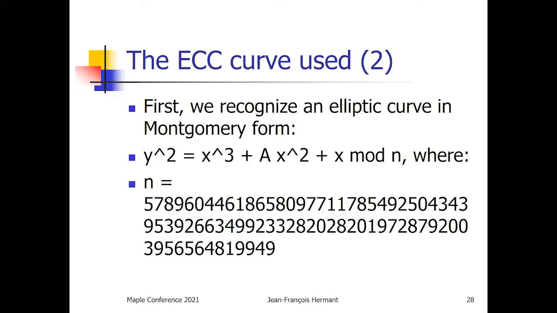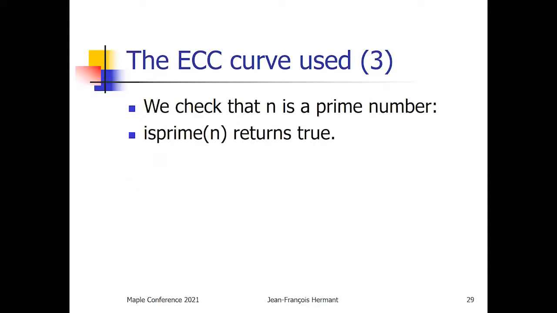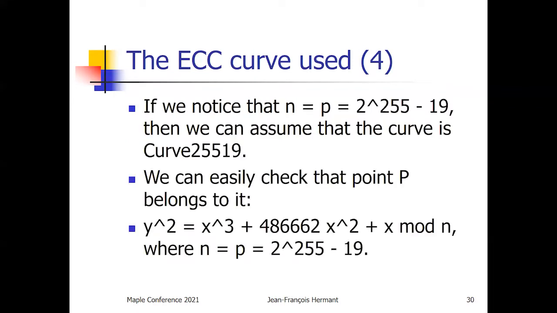First, we recognize an elliptic curve in Montgomery form. Okay, y squared is equal to x cubed plus a x squared plus x modulo n, where n is equal to this value. We check that n is a prime number, so is_prime(n) returns true. If we notice that n is equal to p, remember p is equal to 2 to the power 255 minus 19, then we can assume that the curve is curve 25519. We can easily check that point P belongs to it.